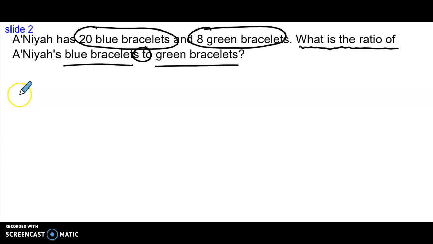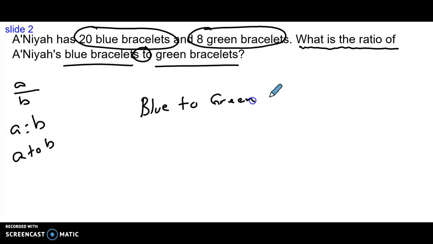That means I can either write it as a fraction, right? I could do a number over another number. I could write it with a colon, or I could write the ratio with the word to. All right, so I could do A to B, A colon B, A over B. So let's look. She had blue bracelets to green bracelets. Well, how many blue bracelets do you have? You have 20. How many green bracelets do you have? 8. Now, there's my ratio.